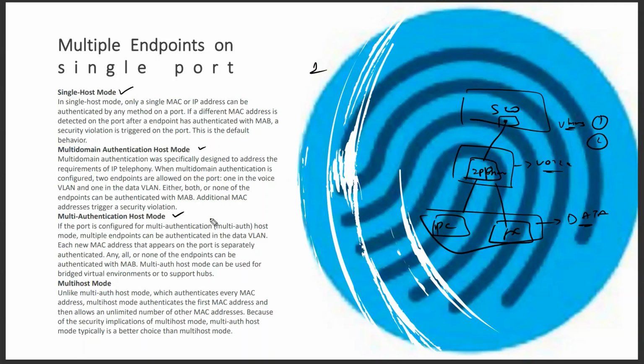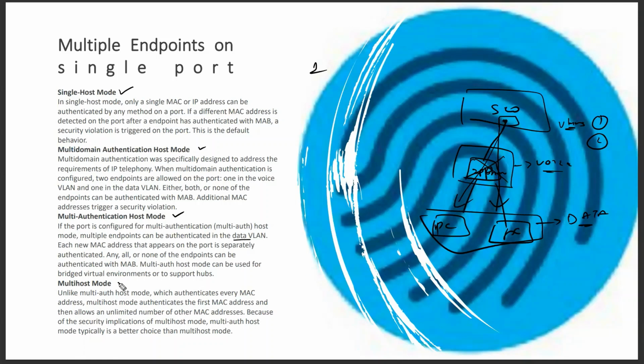Multi-authentication host mode means the port is configured for multiple authentications. Multiple endpoints can authenticate on a data VLAN. Basically, if you remove this IP phone from this port and there are multiple PCs connected which require a data VLAN, yes, you can go ahead and configure it. So you need to analyze what type of port it should be, and what mode it should be on the switch.